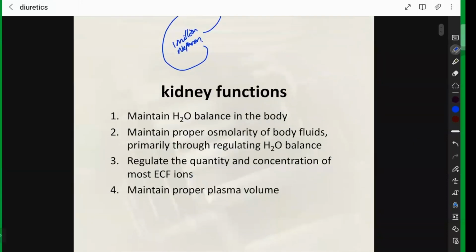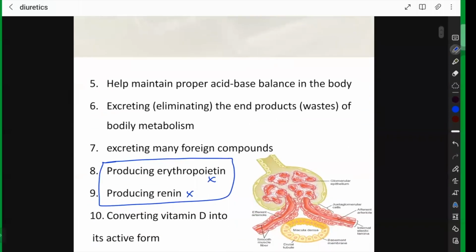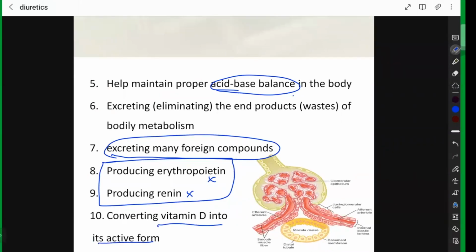So what is the function of a kidney? It is very important in maintaining the H2O balance, that is the water balance. They maintain the proper osmolarity of body fluid. They regulate the quantity and concentration of ECF ions and maintain proper plasma volume. They help in maintaining the acid-base balance. They are helpful in excreting foreign compounds. Very importantly, they produce erythropoietin and renin. They convert vitamin D into its active form.